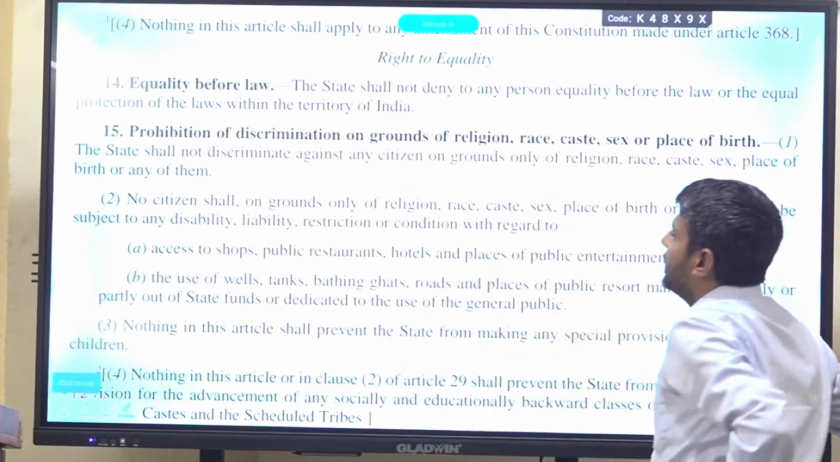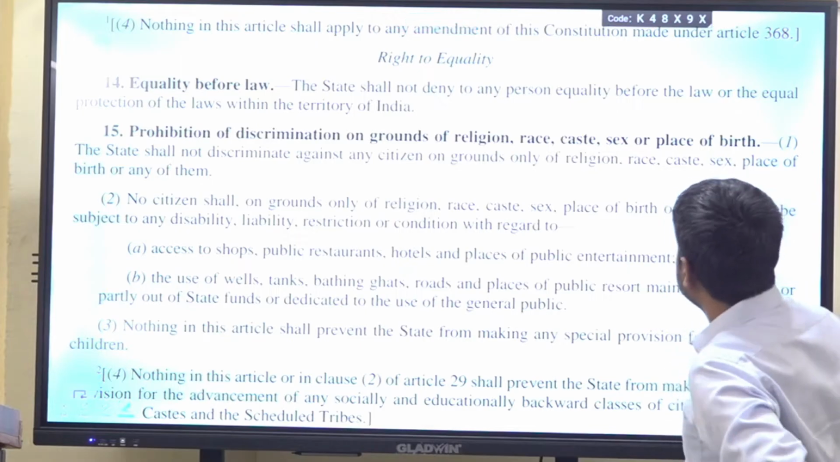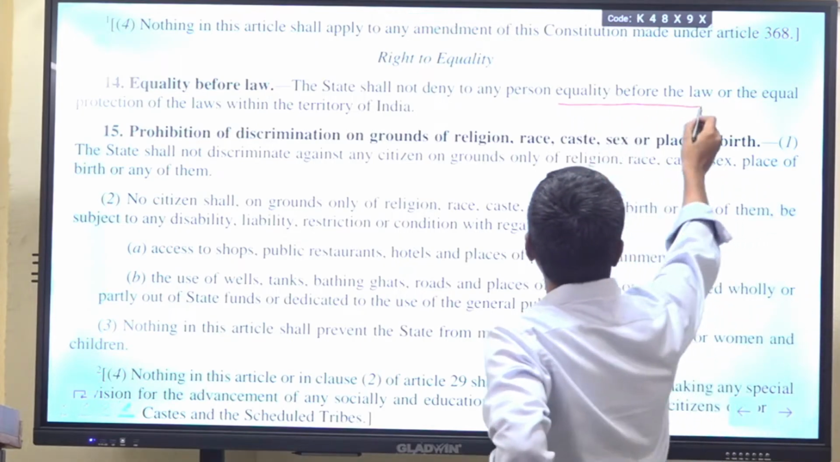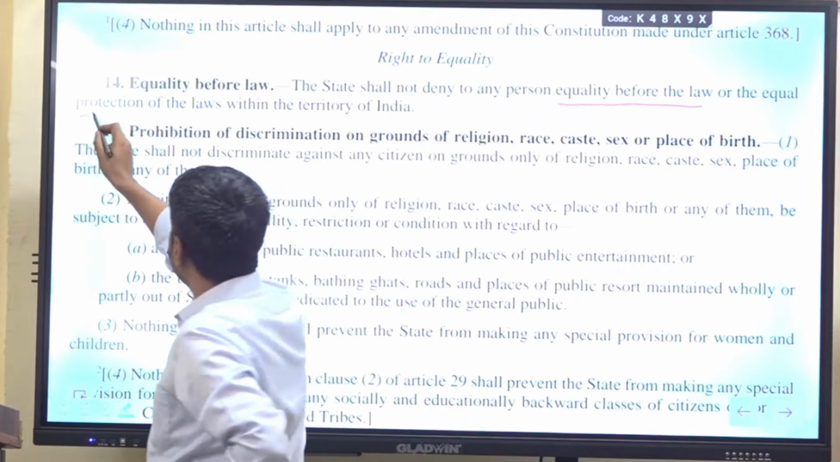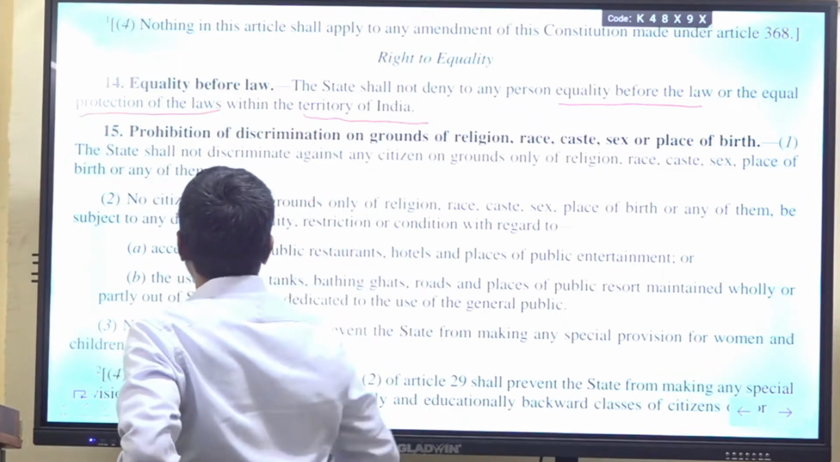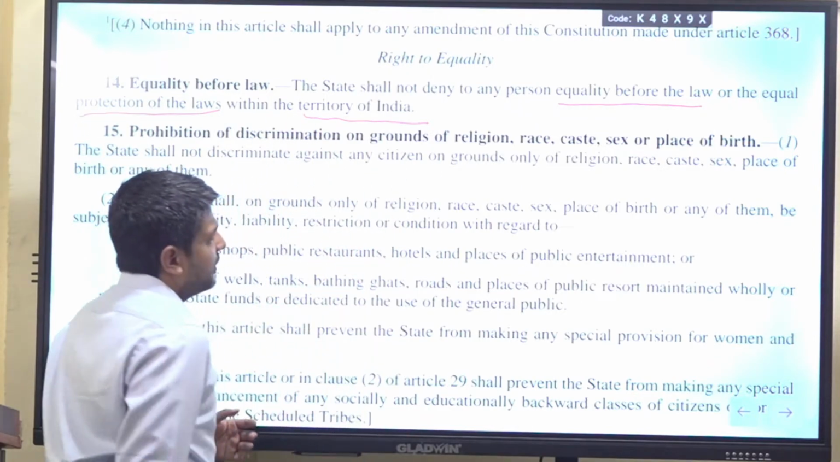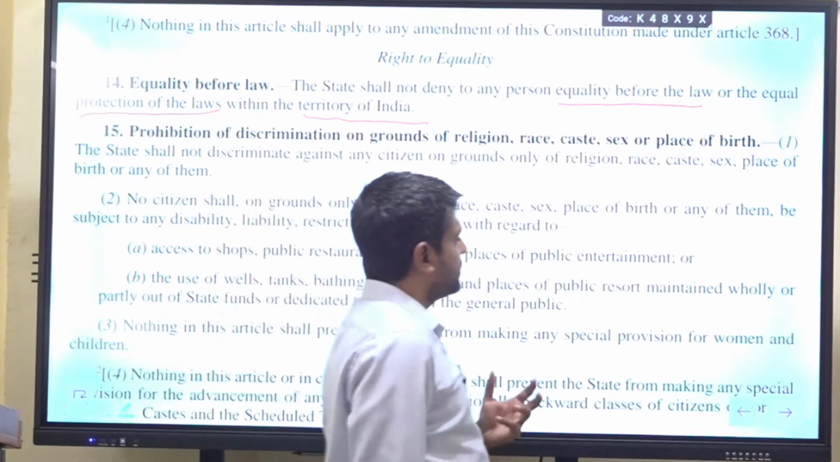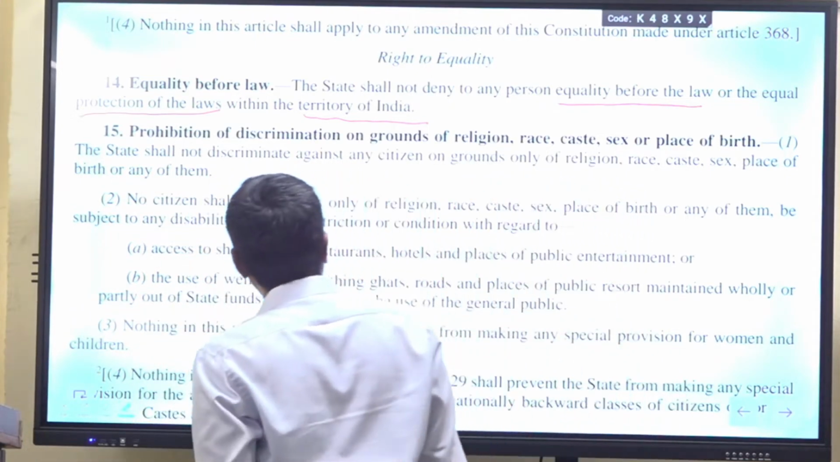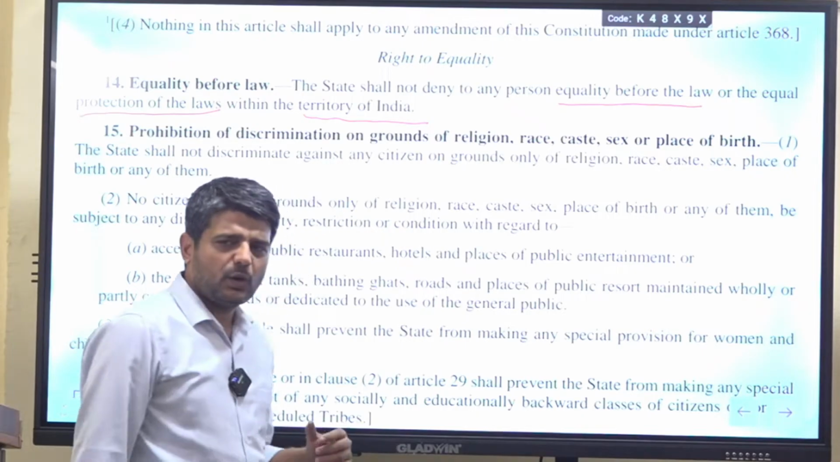Okay, so Article 14 says the state shall not deny to any person equality before law and equal protection of laws within the territory of India. Right? Now that is a very interesting point: what is the difference between these two words? To understand the difference, I suggest you think about what kind of law we have.